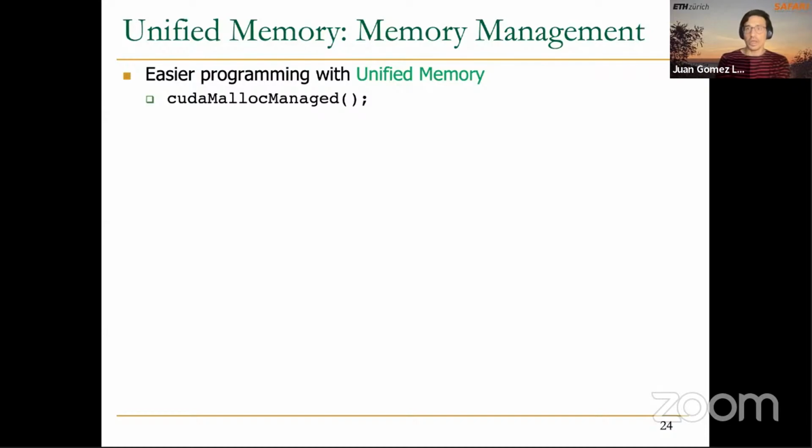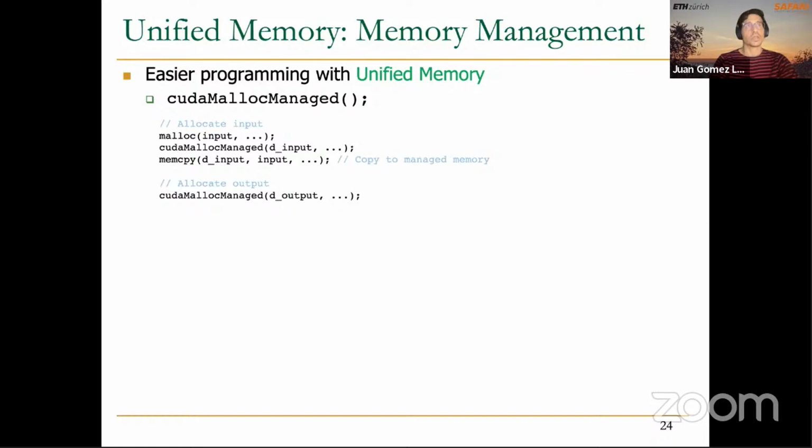So remember how we have to manage memory when we run a program with the traditional approach, where we have to do the double allocation and the explicit memory copies. We can save a lot of effort if we use unified memory, because instead of using cudaMalloc and having to use malloc or other ways of allocating memory in the CPU memory, we can use a single API that is cudaMallocManaged. And with this cudaMallocManaged, we just need to allocate once. We don't have to allocate twice.